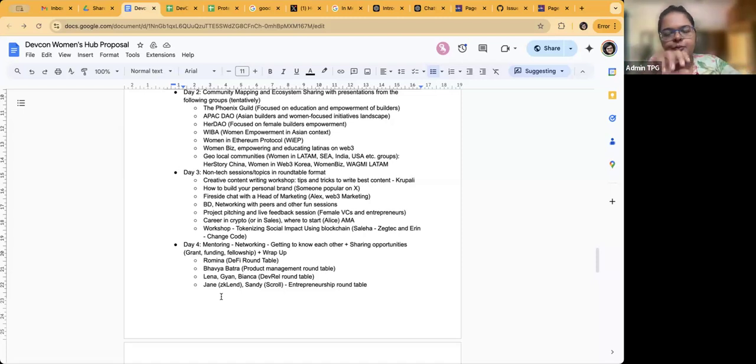So the way the hub programming is designed should ideally be an incremental learning curve. As a beginner, you come and then you can learn about a little bit more advanced topics, maybe different things happening in the Web3 space, and then you end with a mentorship kind of thing, which is what you take away from the hub. That is the structure we have roughly created so far.